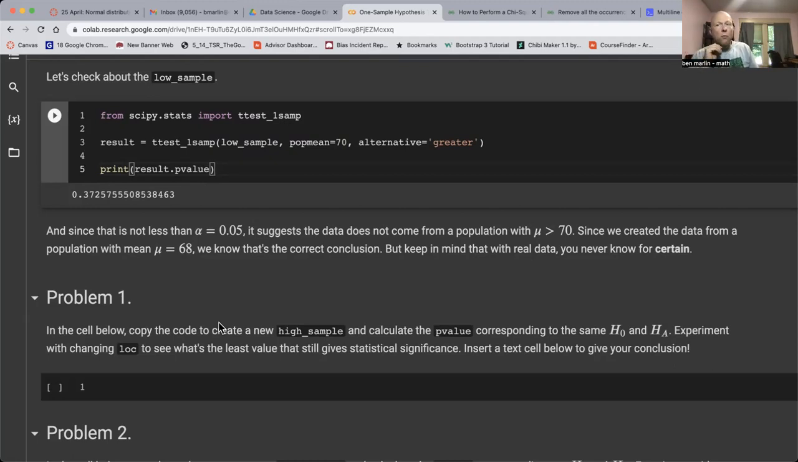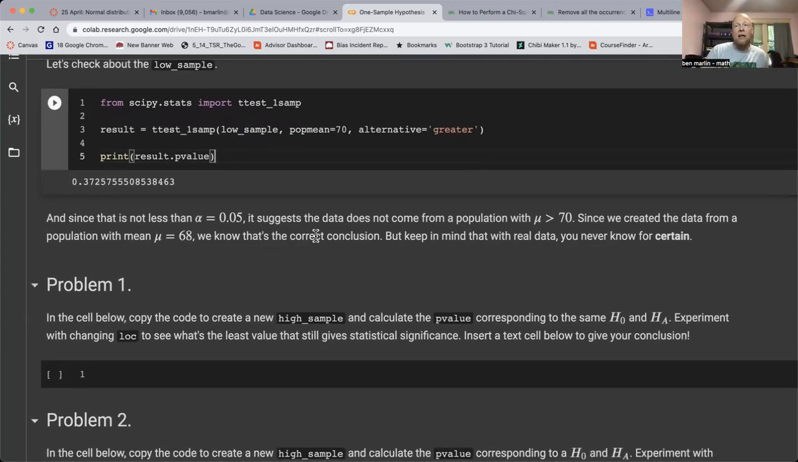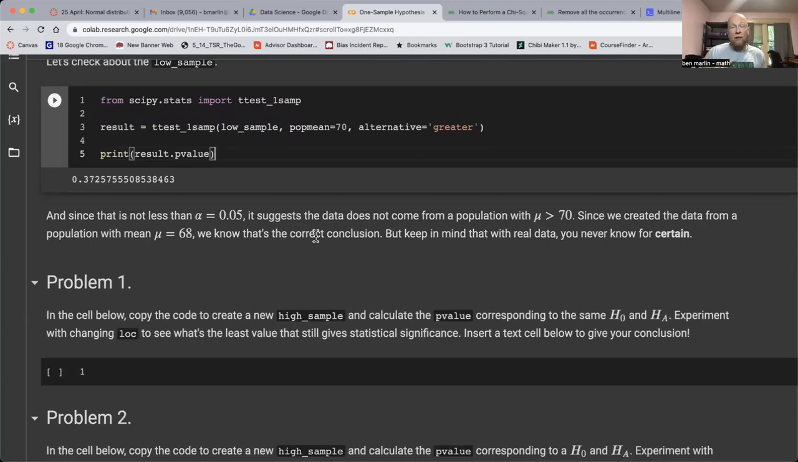Keeping in mind, with real data, you wouldn't know the population that it came from. You would just be saying, I need to see whether it's strong enough evidence. And that's all this does, it tells you how strong your evidence is. The smaller the p-value, the stronger your evidence is. Evidence that's in the 37% range, not good at all. It is in fact bad.